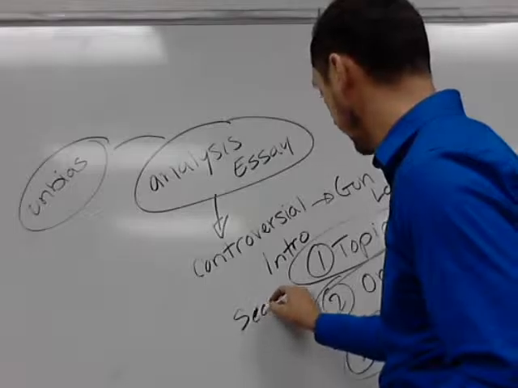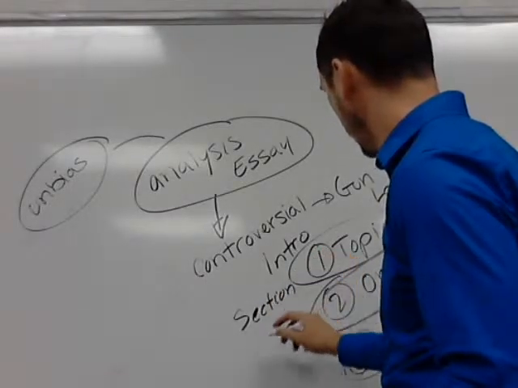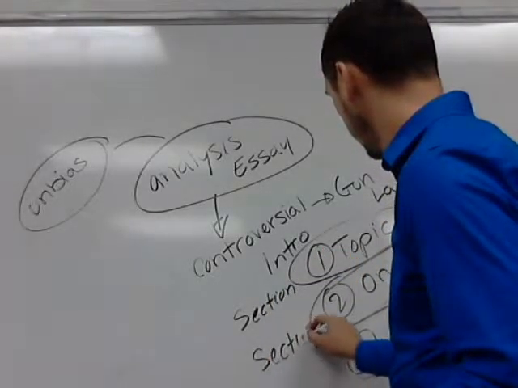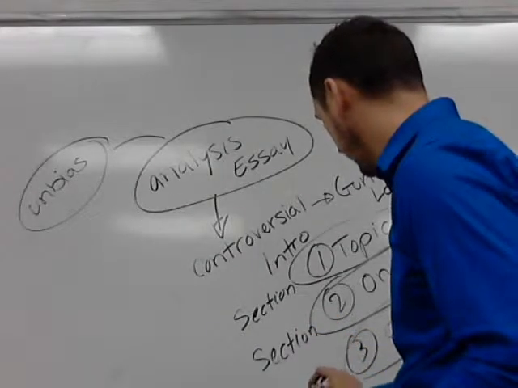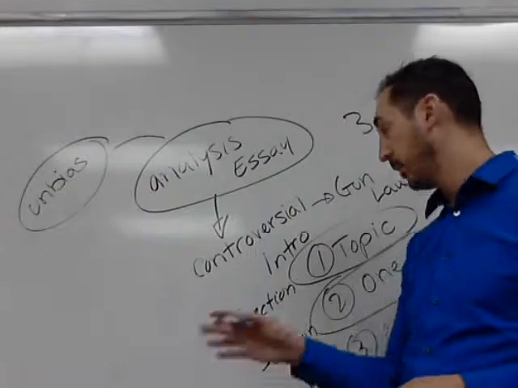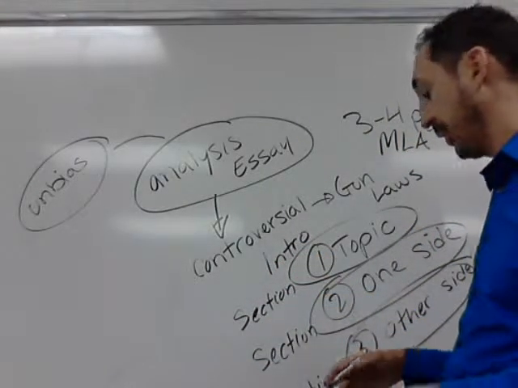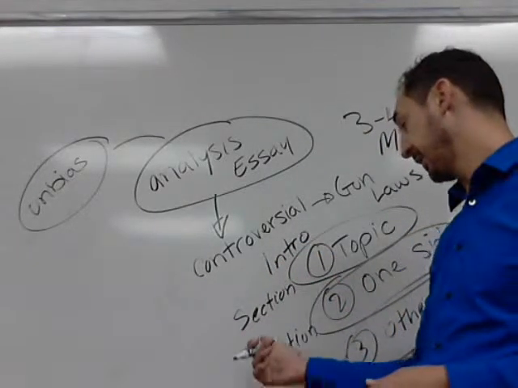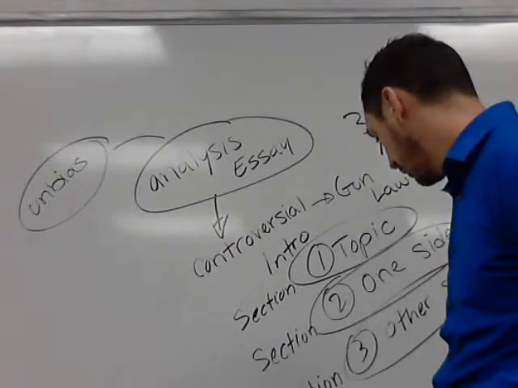Then you kind of have section 1, section 2, section 3. And again, when I say section, I'm not referring to just paragraphs. It's not paragraph 1, paragraph 2, paragraph 3. You'll probably have multiple paragraphs in each section. And then, of course, the conclusion.